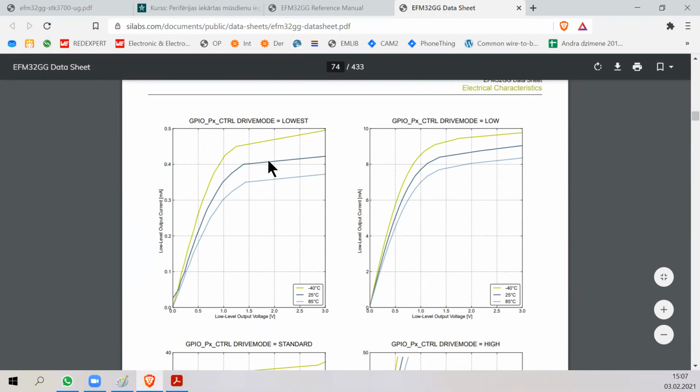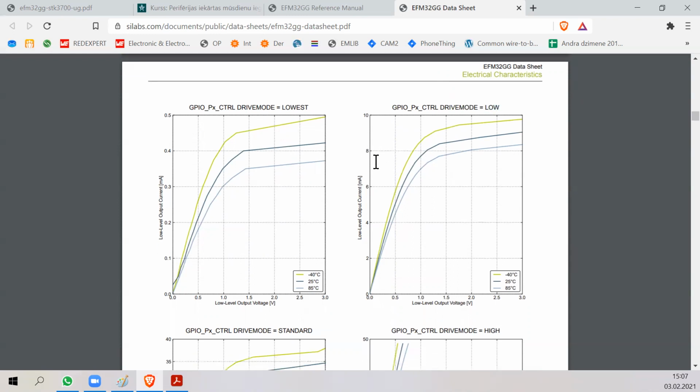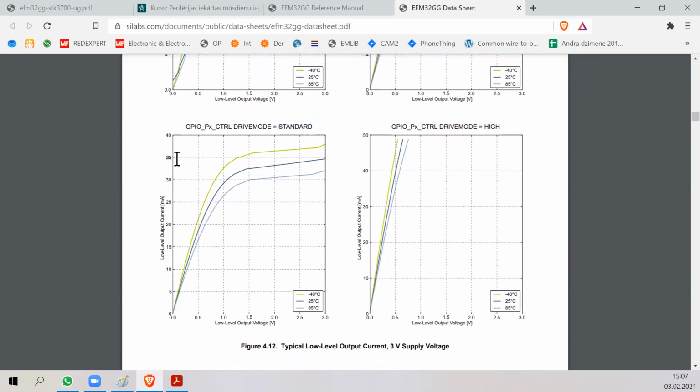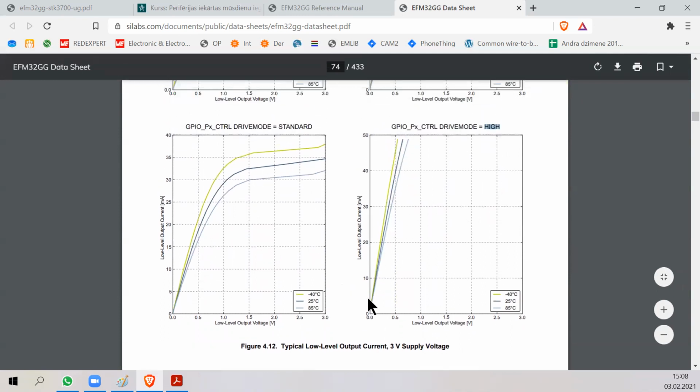You can connect an LED and it will shine in a not very bright manner. In low setting, it's 8 milliamps. In standard, it is 35 milliamps. So you can drive, for example, an optocoupler directly with the microcontroller pin. And in high, the current limiter is off. So as you can see, the current can be as high as 50 milliamps or even more.